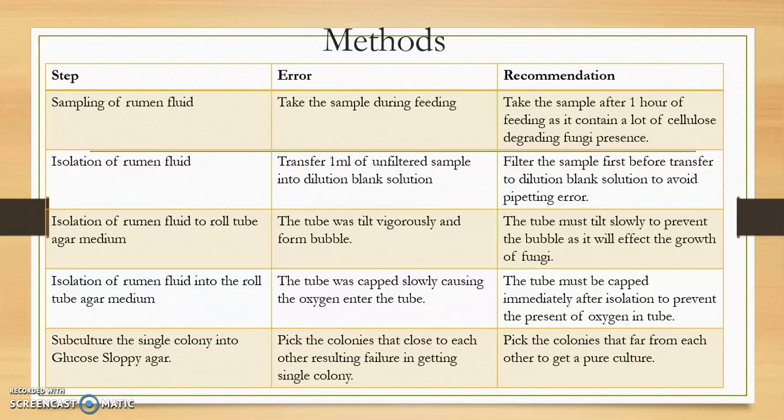Some errors that we made while handling the experiment, and some recommendations from the madam and also from Dr. Wan. First, during the sampling of the rumen fluid, the best time to take the sample from the cow is after 1 hour of feeding, as it contains a lot of cellulose degrading fungi.